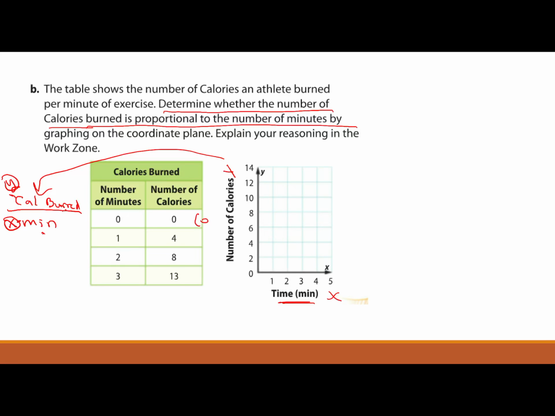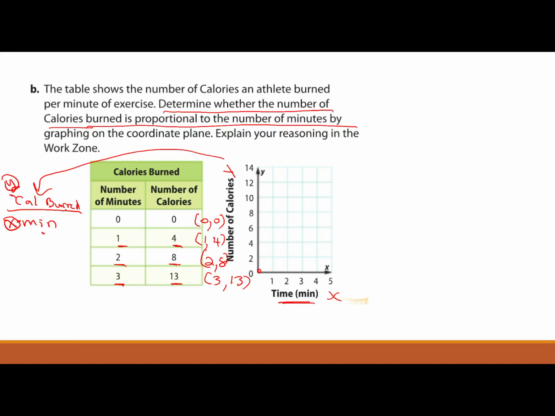So we have the point 0, 0, which means at 0 minutes, we have 0 calories burned. We have the point 1, 4, which means at 1 minute, we burn 4 calories. We have the point 2, 8, which means at 2 minutes, we burn 8 calories. And we have the point 3, 13, which means at 3 minutes, we burn 13 calories. So we're going to graph that.